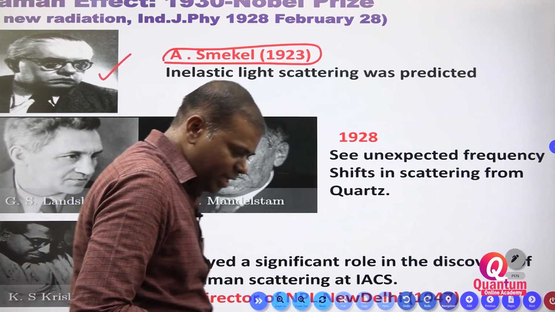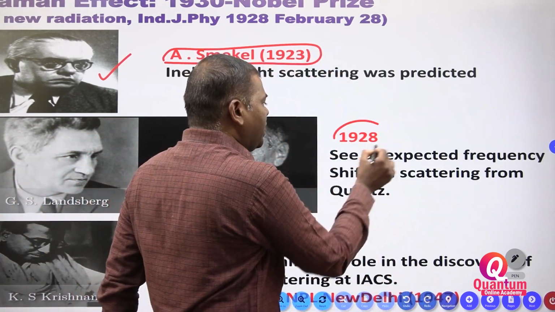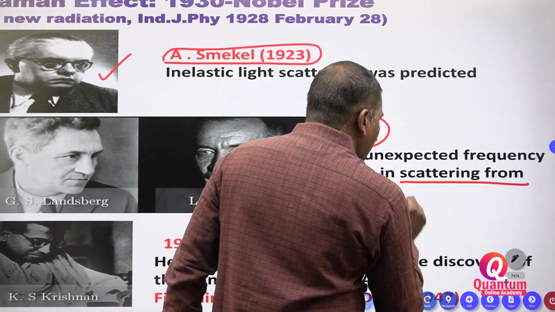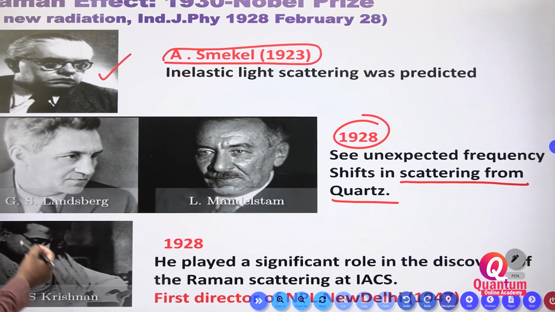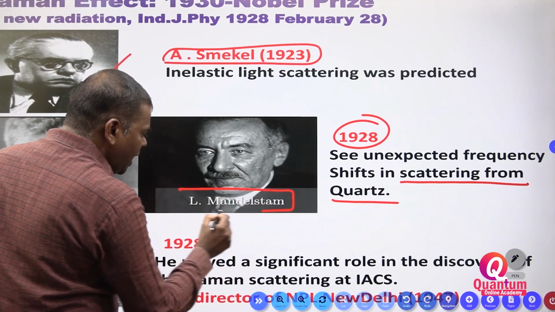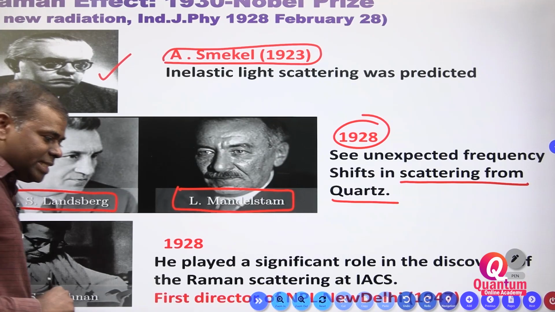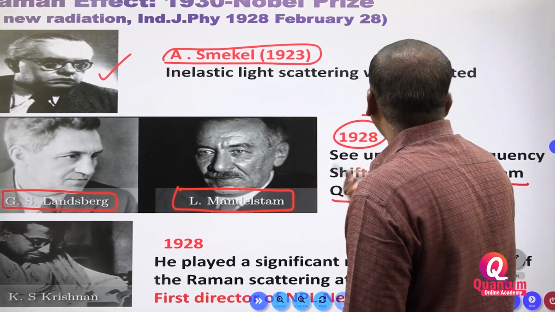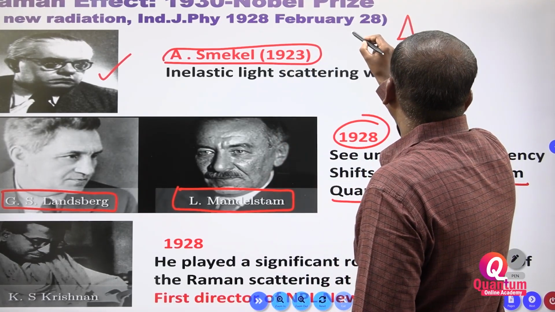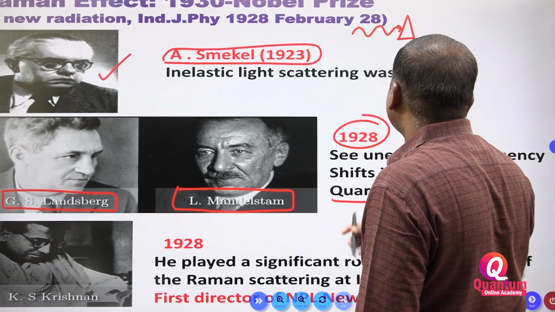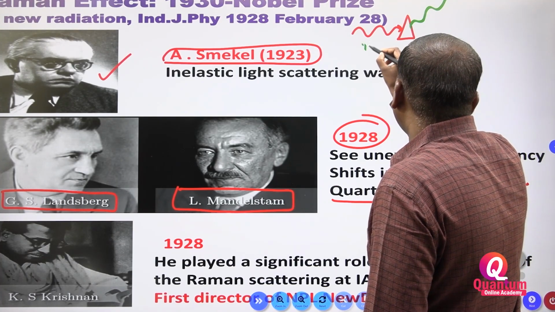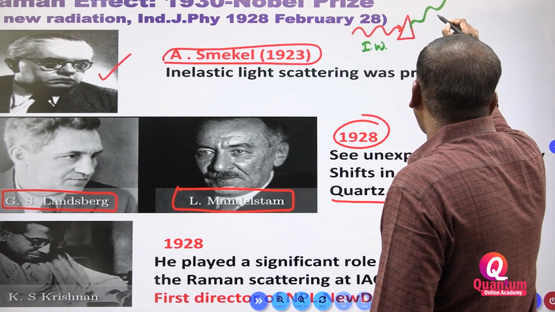After a couple of years, in 1928, an unexpected frequency shift was observed in scattering from quartz. Who were those people? G.S. Landsberg and L. Mandelstam, very intelligent people. Whenever you take a quartz material and make a wave incident on it, a scattered beam comes out. This is the incident wave, and this one is the scattered wave.